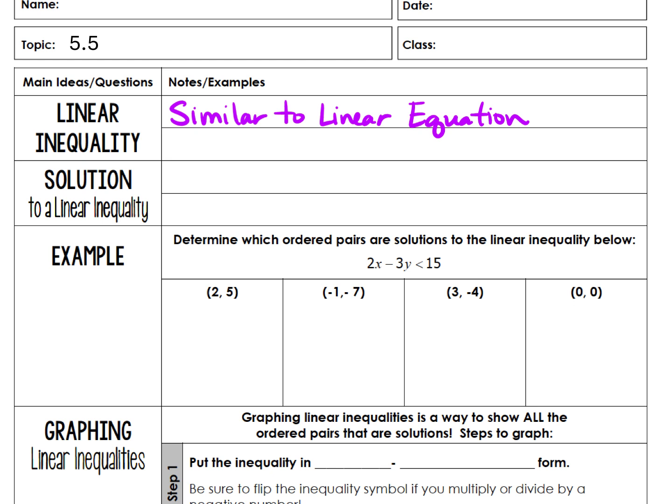Now, sometimes inequalities can be equal to. Remember, there's less than or equal to, greater than or equal to, but those are inequalities, okay? An equation is an equal sign. They are equal to each other. So it's similar to a linear inequality.